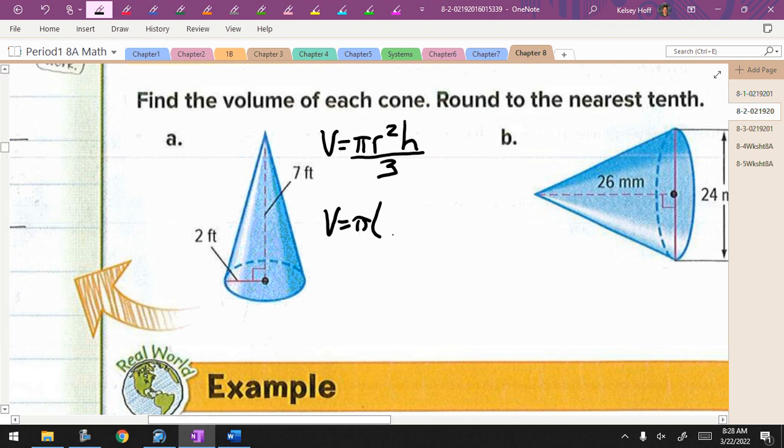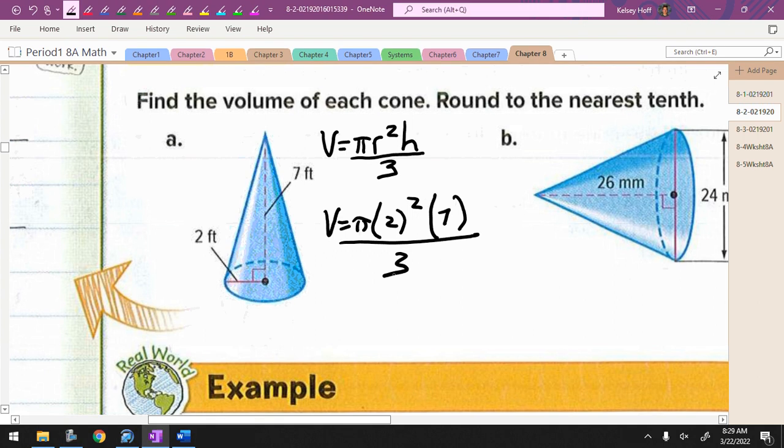Careful. What shape is the radius in? Very good. You're looking for where the circle is. Sometimes it's in the bottom, sometimes it's on the top, right? So our radius is 2, and we're going to square it. And my height is 7. The height is from the circle to the tip of the cone.